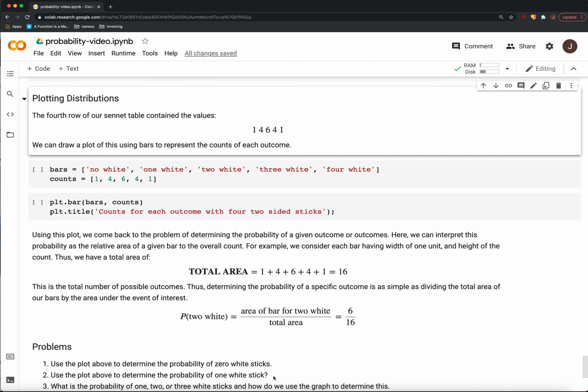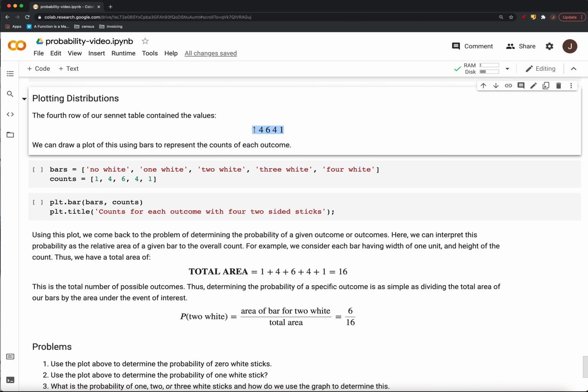The last thing that we want to do is start connecting that example of our binomial distribution, that game of Senet with 4 sticks, to a plot and talking about what the area means in that plot. So remember, this is what the fourth row of our table looked like.